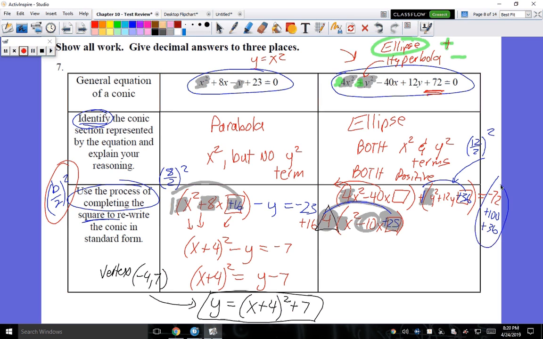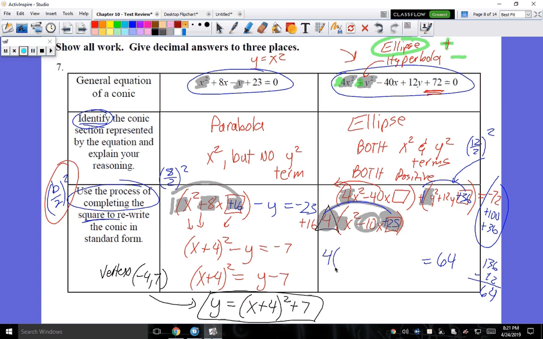First of all, 136 minus 72. So 136 minus 72 is going to give us, let me make sure that I did this correct. 136 minus 72 gives us 64. So we're going to put 64 there. So it'll be 64 on the right side. And now here we go.